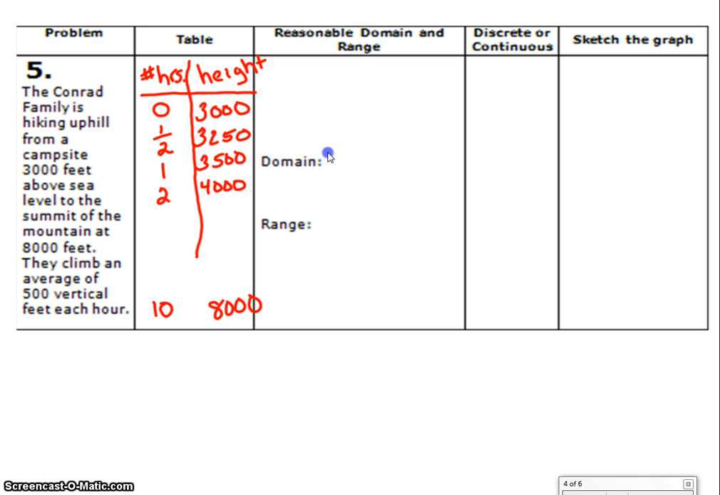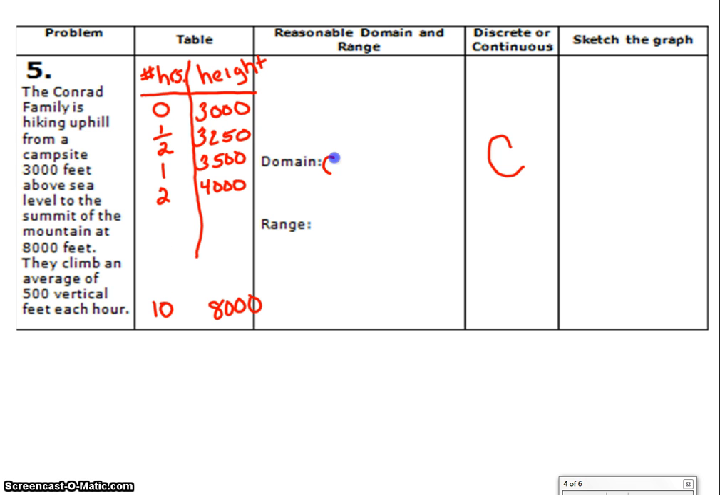So I'm going to look right here. We talked about this in class. We talked about how time is something that is measured. I can have a half of an hour. I can have a quarter of an hour. I can have a 1/12 of an hour. I can have all of those values. So this would be considered continuous, a continuous function. So that means my domain and range are going to represent that. Okay, I cannot list all the possible times between 0 and 10 hours.